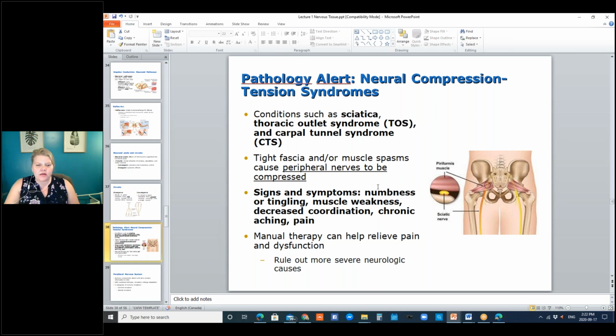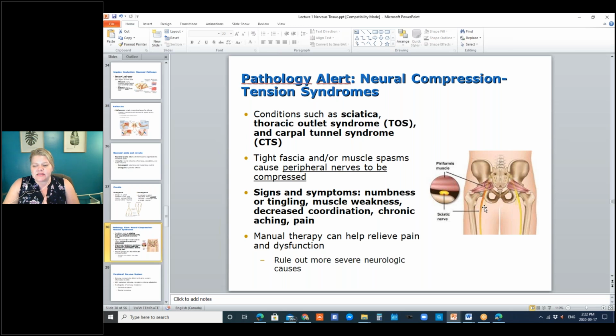And then finally, just a pathology alert. Obviously in pathology, we talk a lot more about the nervous system, but just to make this connection, when you have pathology in the nervous system due to compression or tension syndromes, these are syndromes such as sciatica, thoracic outlet syndrome, and carpal tunnel syndrome. Sciatica, actually, I would say is more appropriately named piriformis syndrome, because you have this peripheral nerve, the sciatic nerve, being compressed under a tight piriformis muscle.